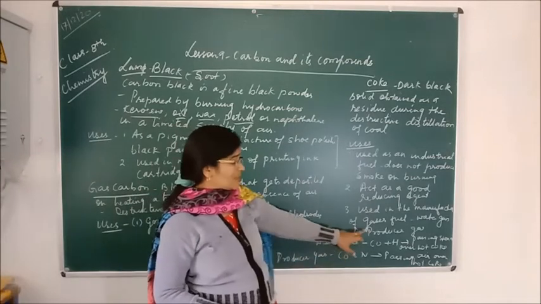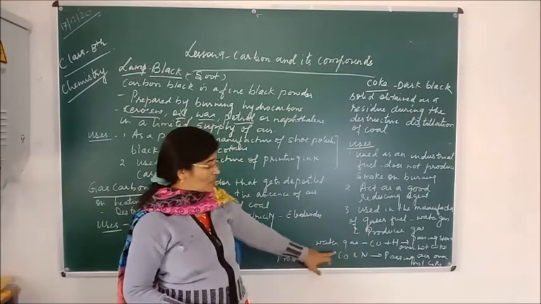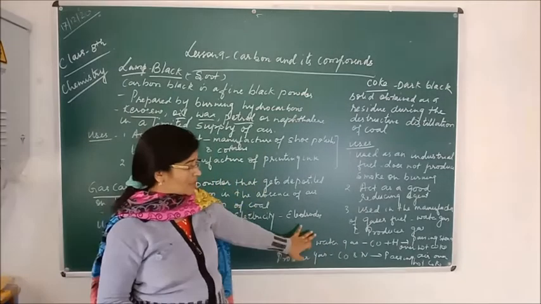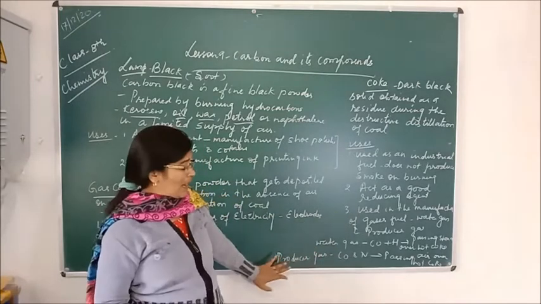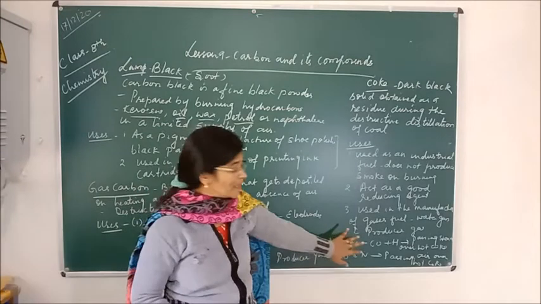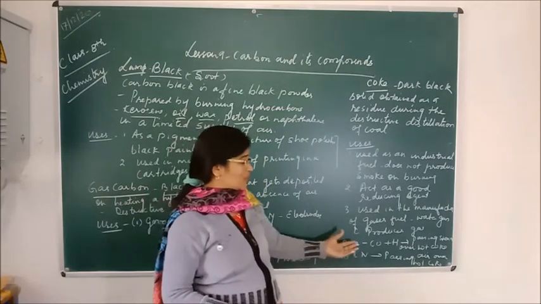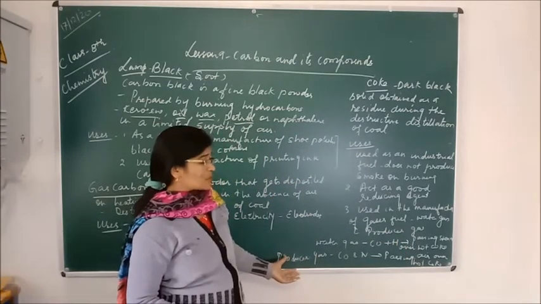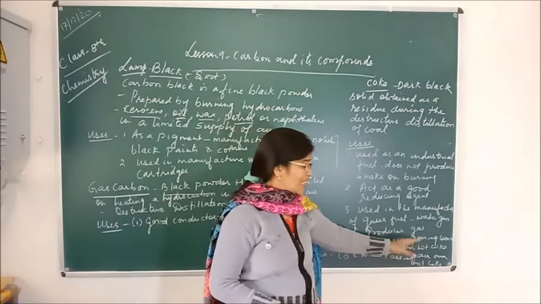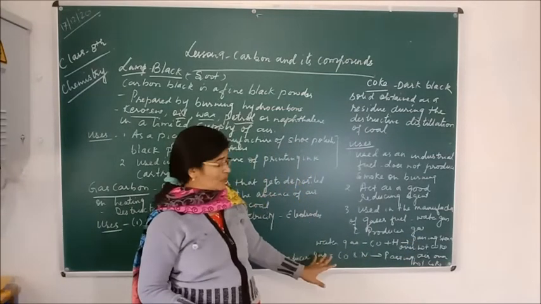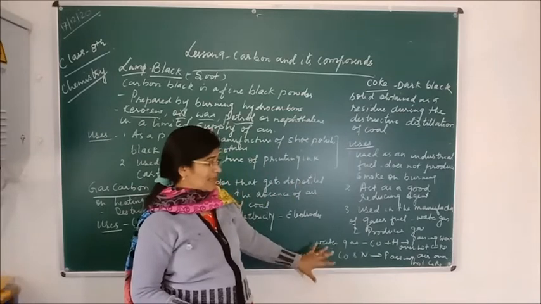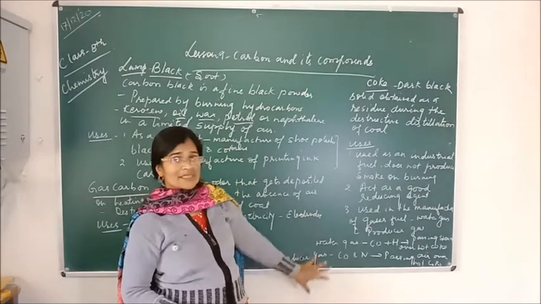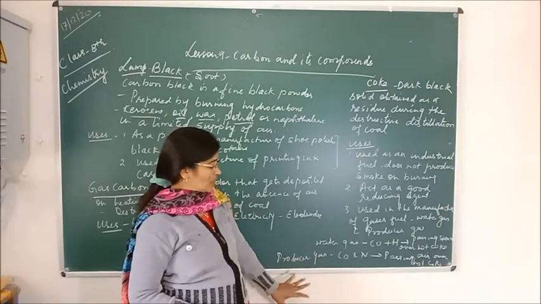The second one is producer gas, which is a mixture of carbon monoxide and nitrogen. The difference is that water gas is a mixture of carbon monoxide and hydrogen, and producer gas is a mixture of carbon monoxide and nitrogen. Water gas is produced by passing steam over hot coke, whereas producer gas is produced by passing air over hot coke. Both are gaseous fuels, and coke is used in the manufacture of either.